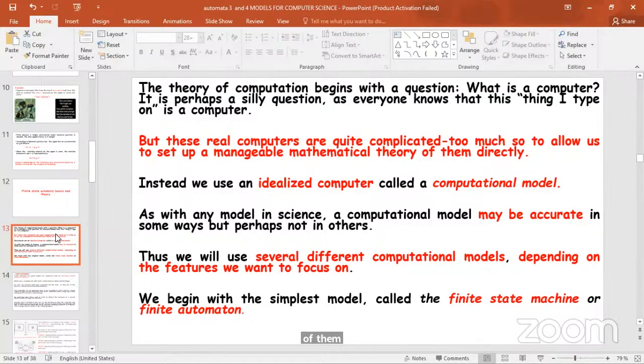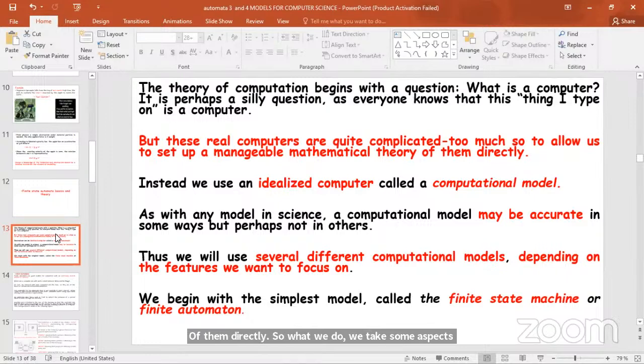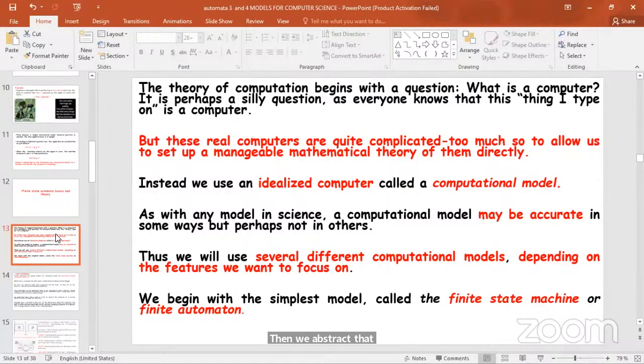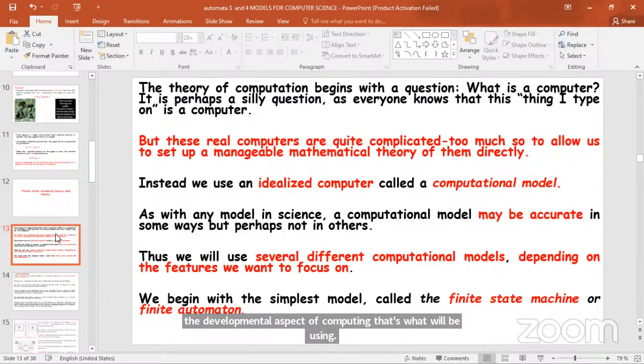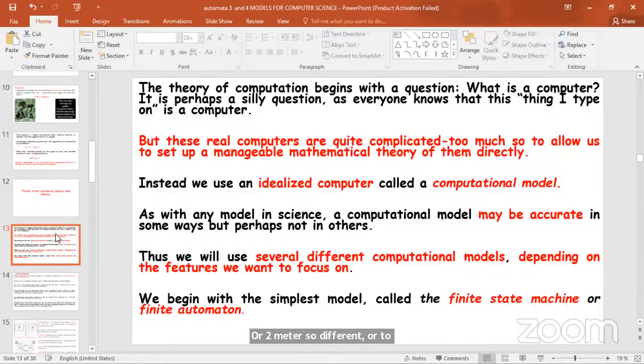So what do we do? We take some aspect that is of importance to us. Then we abstract that aspect into some form of formal model. Then we carry out some form of simulation on them. So instead, we use an idealized computer called a computer model. As I said in the opening of the class, what we'll do generally is to have some aspect of computing, especially when it has to do with the developmental aspect of computing. That's what we'll be modeling using automata. So different automata will be developed to simulate certain aspects of the computer system and its evolution.